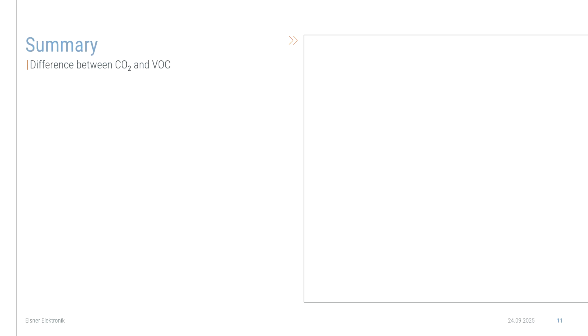Okay, a little summary. CO2 shows that oxygen has been consumed by living organisms, and VOC shows the chemical air pollution caused by substances in the environment. So many harmful emissions, especially from paints, varnishes and new furniture, are difficult to assess with the human sense of smell. A VOC sensor measures the total concentration, and reliably indicates when the air quality becomes critical.